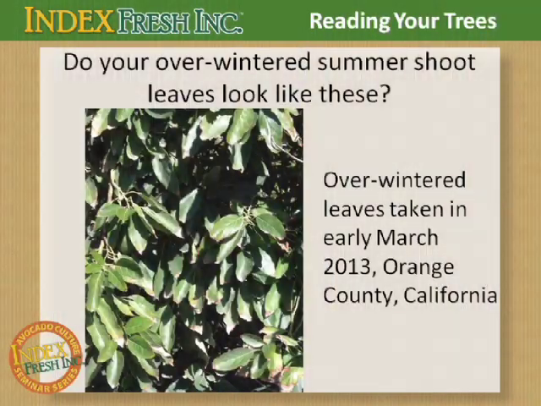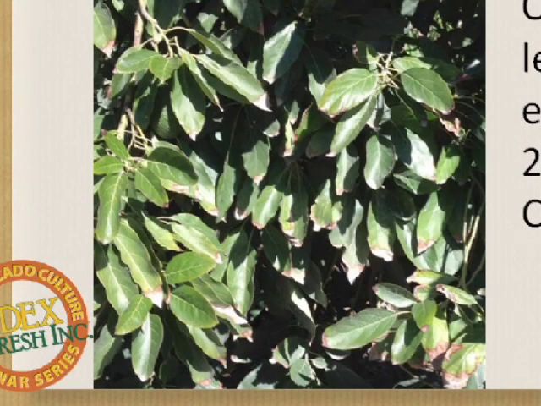So, we raise a number of questions. We say to you, do your overwintered summer shoot leaves look like these? These are taken in Orange County, early March 2013, and you can see they're still here. They haven't fallen at all. They're still in good condition. I've been in this grove, by the way. They are in good condition. Yes, there's a little bit of tip burn over here and here, but the leaves themselves are still green.